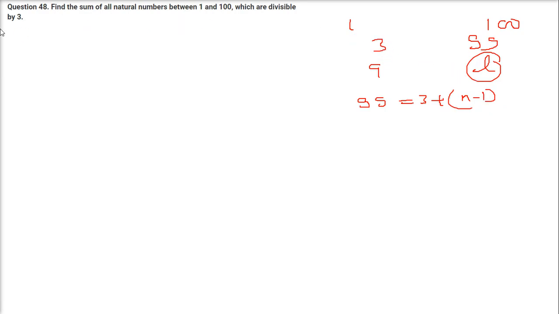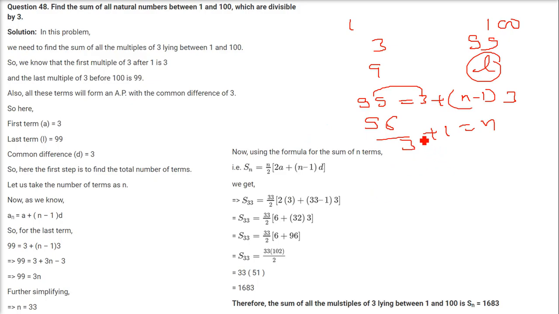Find the sum of all natural numbers between 1 and 100 which are divisible by 3. So between 1 and 100, which is the first number divisible by 3? It is 3. Which is the number just before 100 and divisible by 3? That is 99. So you have a series here. The first term is known, the last term is also known. In order to find n, you can use the nth term formula: 99 is a plus, that is 3 plus n minus 1 into d. D is what? Because it's divisible by 3, you can use 3. 99 minus 3 is 96, and you divide by 3 plus 1 is n.